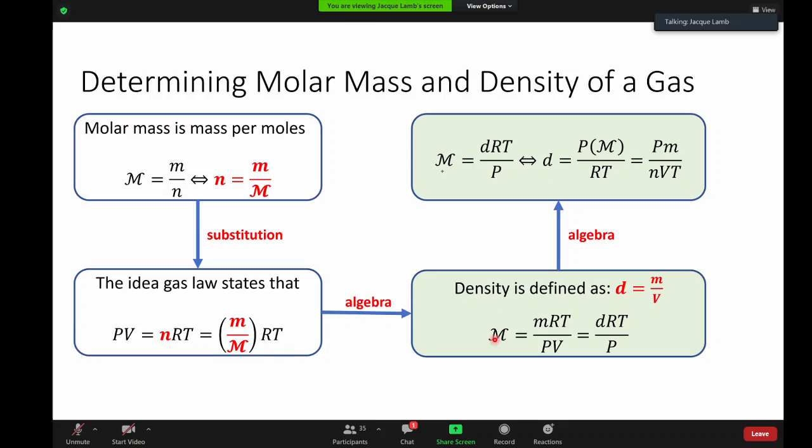You can also use algebra to rearrange that equation. You can use it to calculate molar mass. If you know the molar mass because you know the identity of the gas, you can calculate its density at a given temperature and pressure, et cetera. So we can rearrange that equation in a number of ways. So it becomes quite useful.